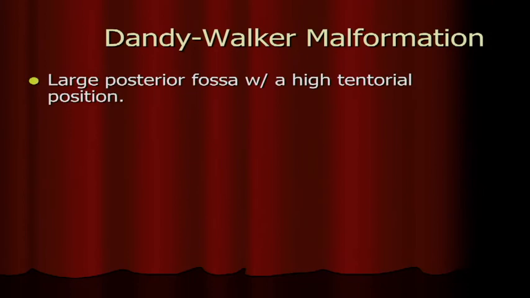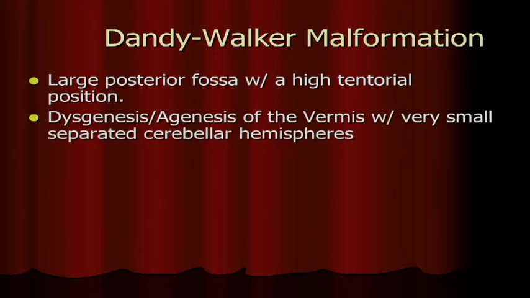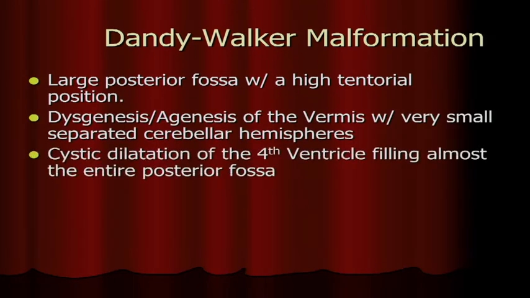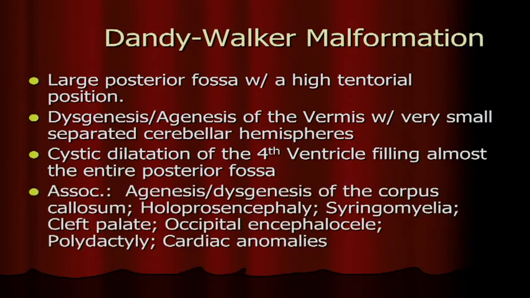Dandy Walker is a large posterior fossa with a high tentorial position. There is dysgenesis or agenesis of the vermis with very small, separated, abnormal cerebellar hemispheres, and cystic dilatation of the fourth ventricle filling almost the entire posterior fossa. It is associated with agenesis or dysgenesis of the corpus callosum, holoprosencephaly, and syringomyelia.